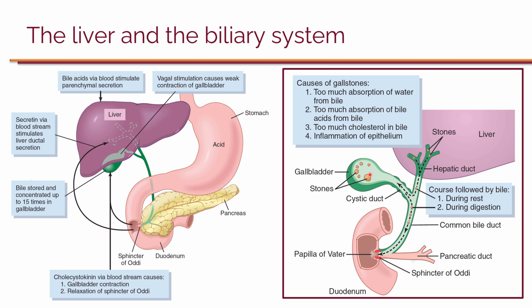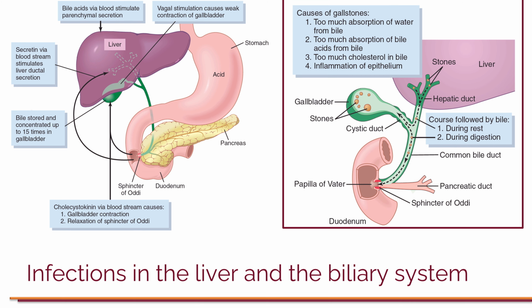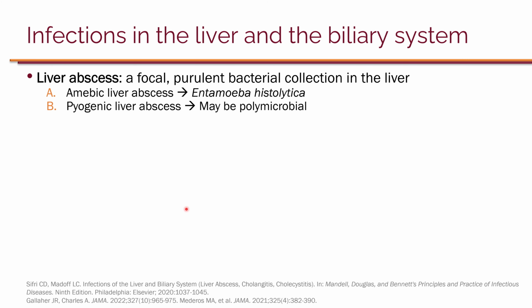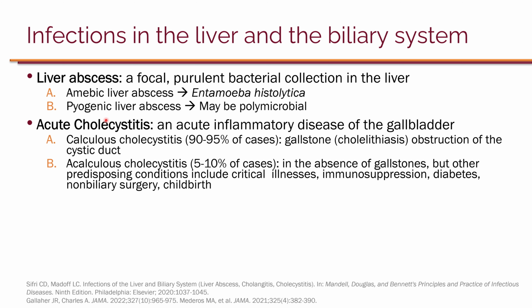So this is an overview of the biliary system. Keep in mind that the biliary system includes the liver, the gallbladder, the common biliary duct, and the pancreas. Now, infections in the liver and the biliary system include liver abscess. A liver abscess is a focal purulent bacterial collection in the liver, and in general we think of amoebic liver abscess, which is due to parasites. But there's pyogenic liver abscess, which is due to polymicrobial infection caused by bacteria. In this topic, we will focus on bacterial causes of abscess, not necessarily other causes.